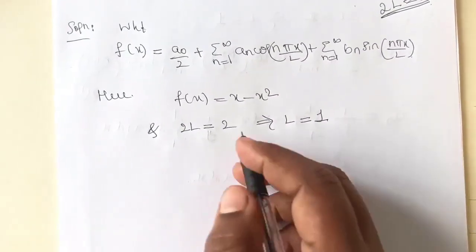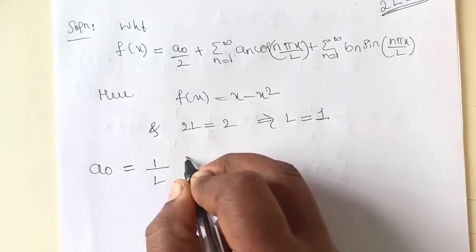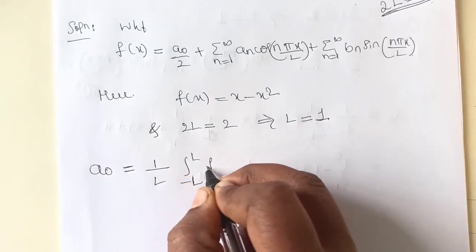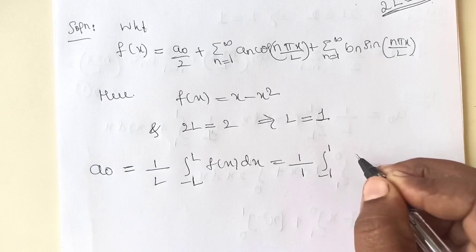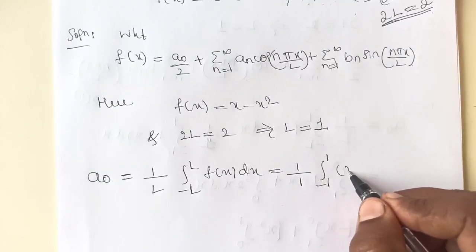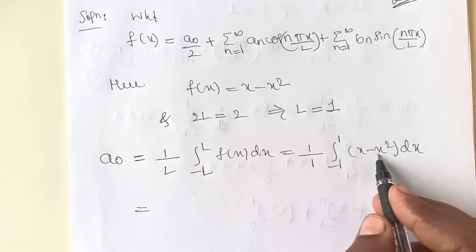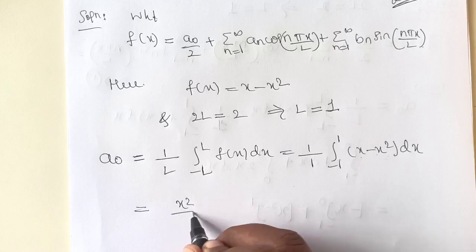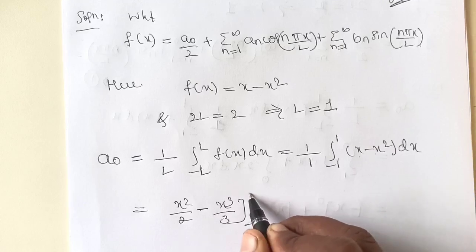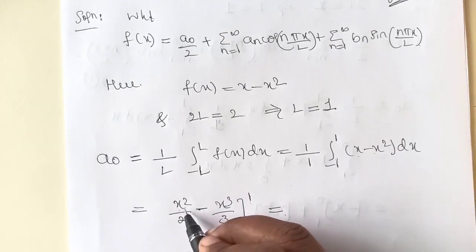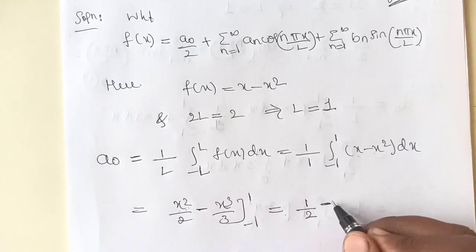Now, first we compute the a0 value. a0 value is 1 by L integration minus L to L f of x dx, which is equal to 1 by 1 integration minus 1 to 1. f of x value is x minus x square into dx, that is equal to the integration of x minus x square, which is x square divided by 2 minus x cube divided by 3, and the limits are minus 1 to 1, which is equal to, adding upper limits, we get 1 divided by 2 minus 1 divided by 3.